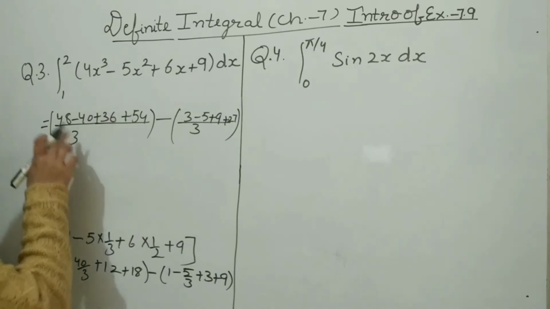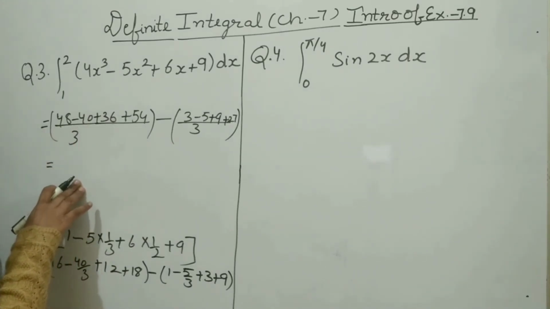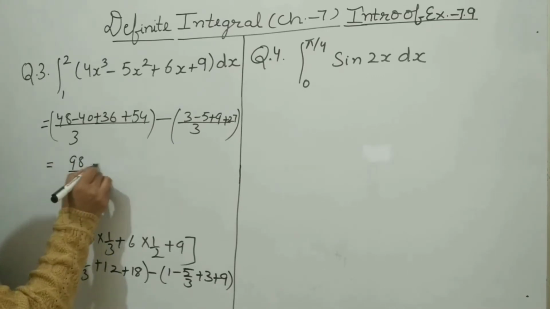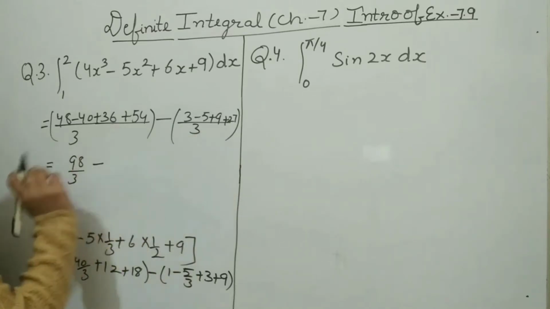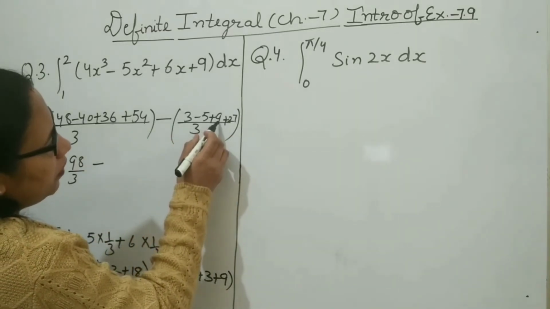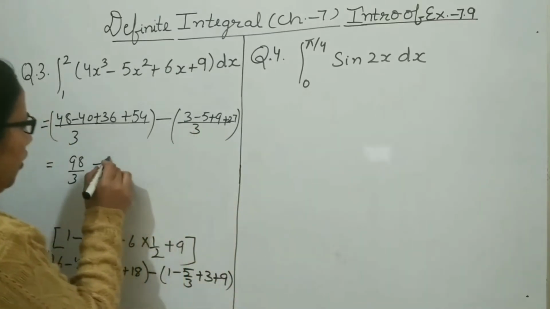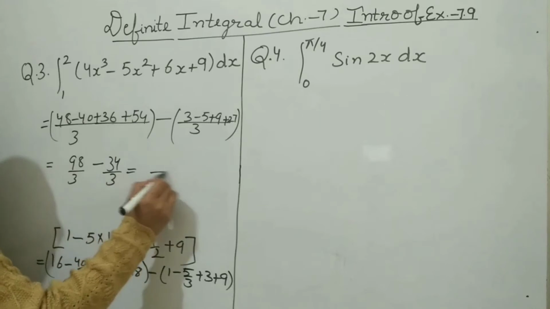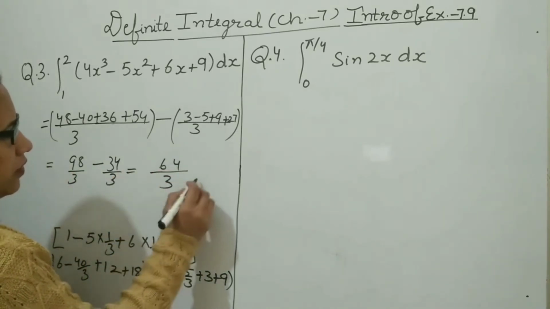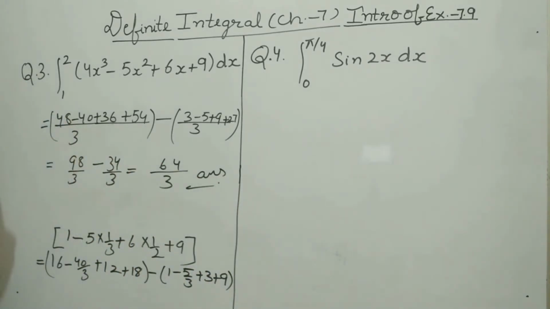So 48 minus 48, 8 plus 36, 44, 44 plus 54. So 98 over 3 minus this bracket. From this bracket we obtain 27 plus 9 means 36, 36 minus 5, 31, 31 plus 3, 34, 34 over 3. So your answer is 64 by 3 for question number 3. Now come to the next question, question number 4.